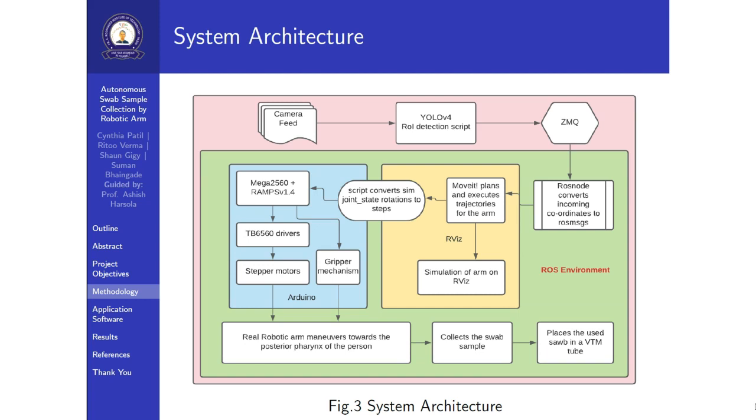While the simulation is running on RViz, one of the conversion scripts also converts the simulation joint steps to actual joint rotation steps, and this is given to the Arduino Mega 2560 and the RAMPS 1.4 shield for deploying them to the drivers and then to the actual arm. So these coordinates and the joint rotation steps are then given to the TB6560 drivers, which are subsequently given to stepper motors and the gripper mechanism, which controls the real robotic arm, and it maneuvers towards the posterior pharynx of the person, collecting the swab sample and placing it in the VTM tube.